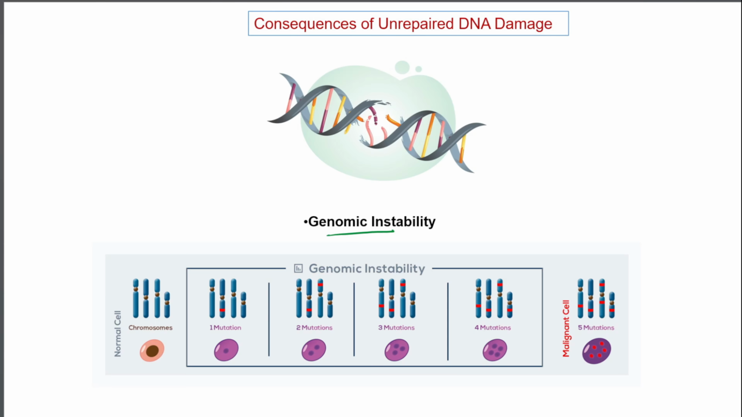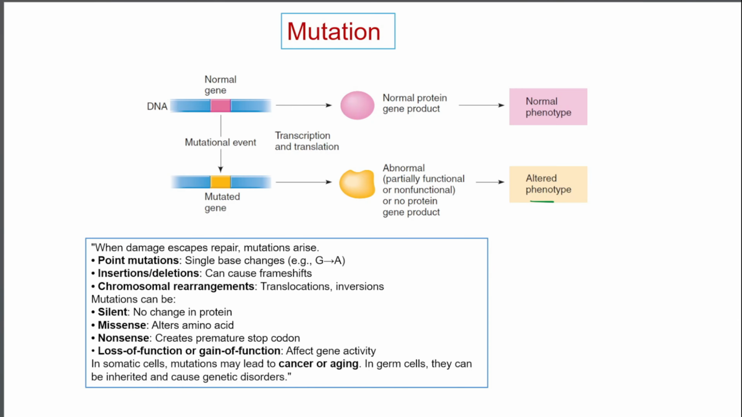So when damage isn't repaired, it becomes a mutation. There are different types of mutation. This is the DNA and this is the normal gene. When the normal gene is transcribed and translated, it produces a normal protein gene product, and that develops a normal phenotype. And when this normal gene is mutated, that is a mutated gene, it is translated into an abnormal, that is non-functional or no protein gene product, that develops an altered phenotype.